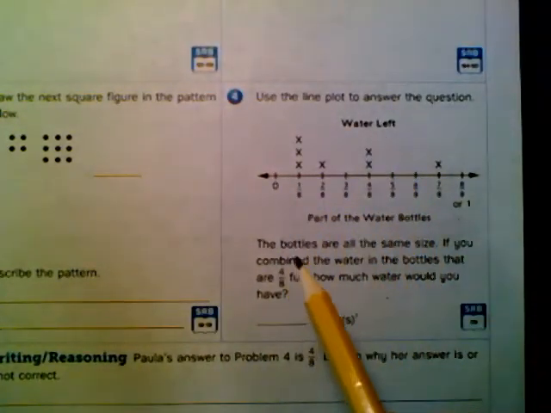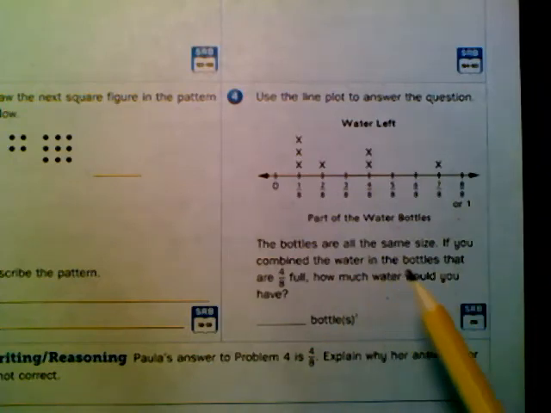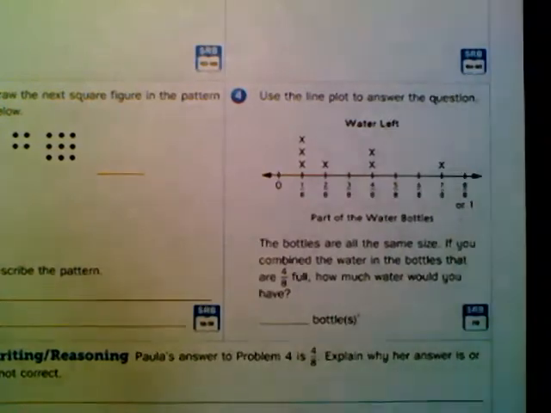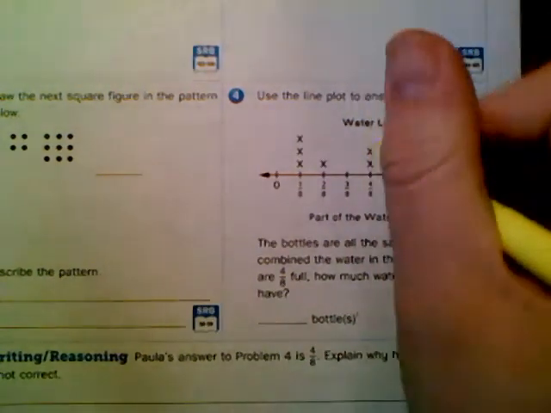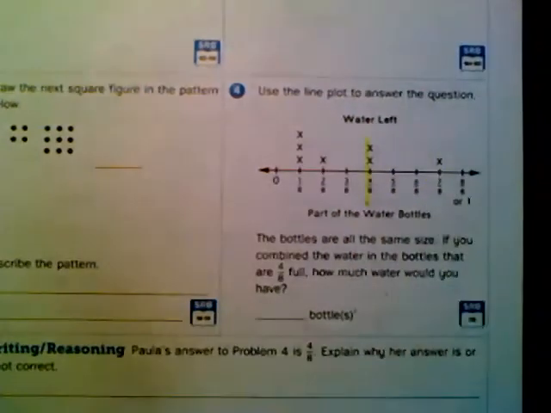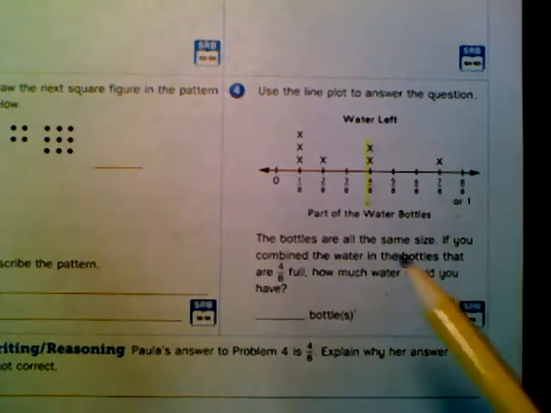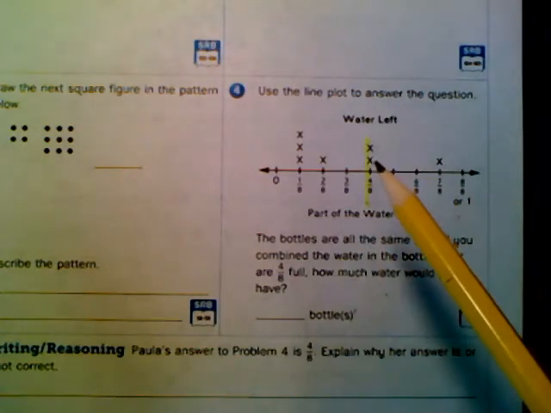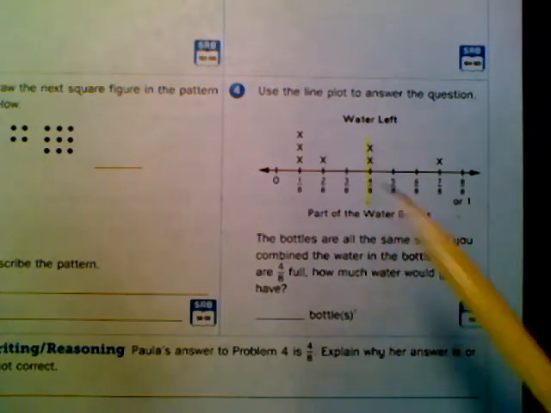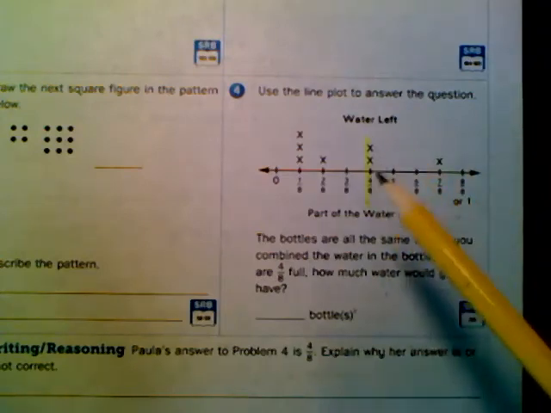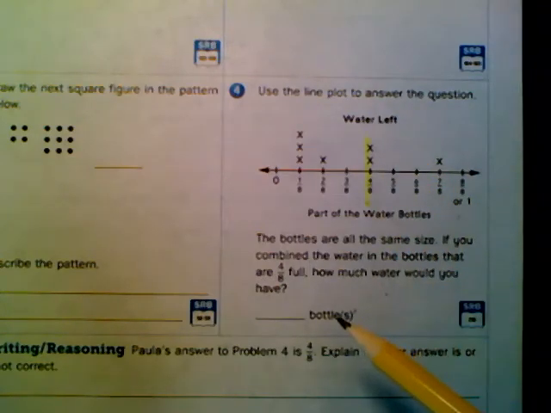Here we have a line plot all set up about water left, and it says the bottles are all the same size. If you combine the water in the bottles that are 4/8 full, how much water would you have? So we're focusing, let me highlight that for you. You could circle it if you want or whatever. We're focusing on this water. There are 2 bottles that have 4/8 of it left. How do I know there's 2? Because there's 2 X's. 1, 2. 2 bottles of 4/8. You're going to add those together to figure how much is left, and you might need to convert that into a mixed number to get your answer.